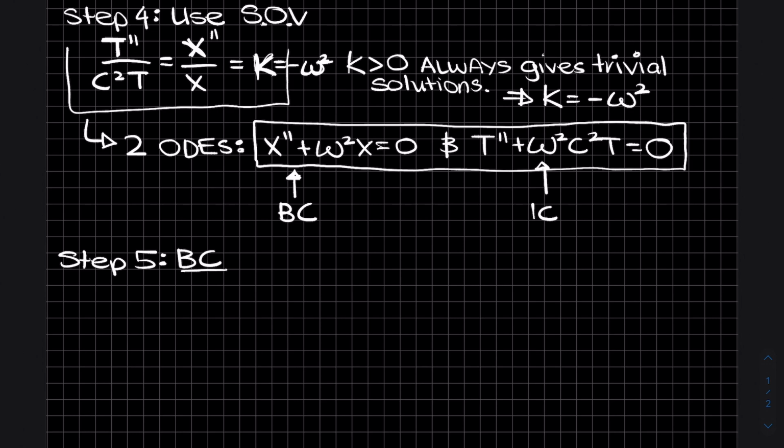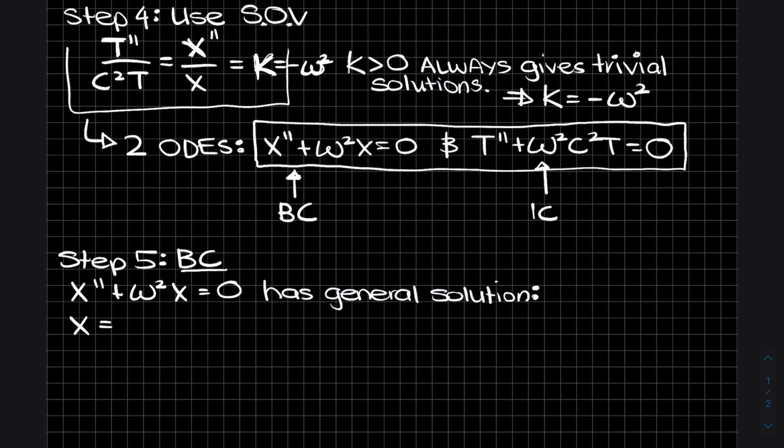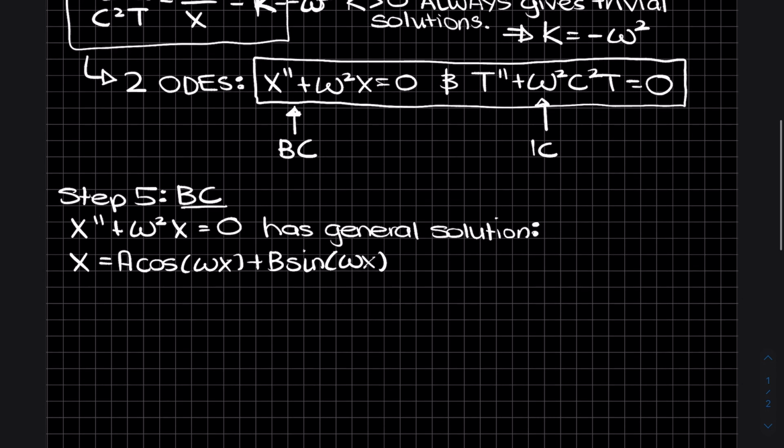Boundary conditions. We know from our prior training in ordinary differential equations that this has the general solution in the form of x equals a cosine lambda x plus b sine lambda x. So that's the prerequisite knowledge that we should know.